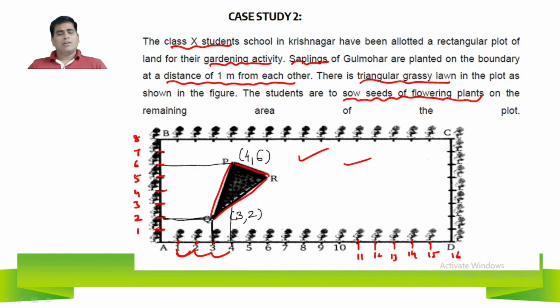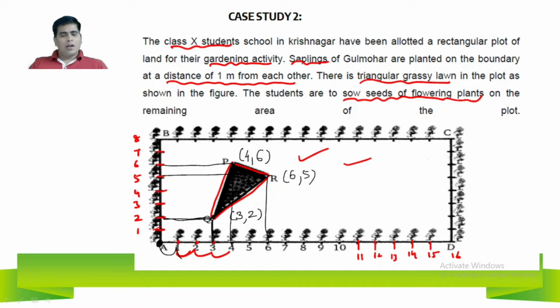Similarly, we can find the coordinates of R. Drop the perpendicular on the x-axis, it clearly shows 6, and on the y-axis it shows 5. So the position of R is 6, 5. All these vertices, 3, 2, 4, 6 and 6, 5, are found with reference to the origin O. We have considered A as the origin here. From A only we are going further.